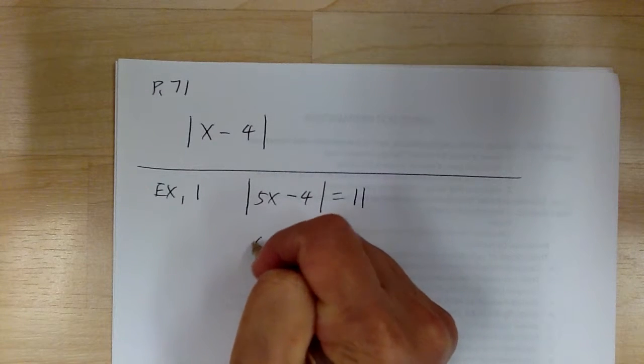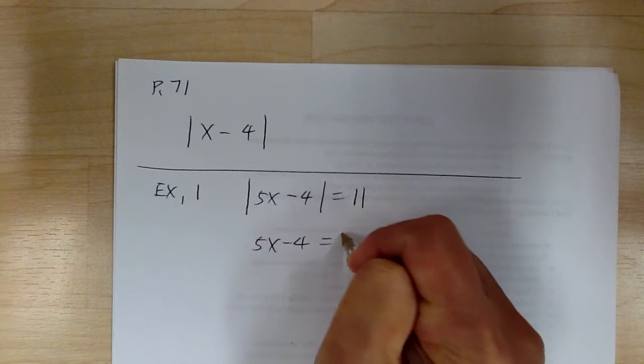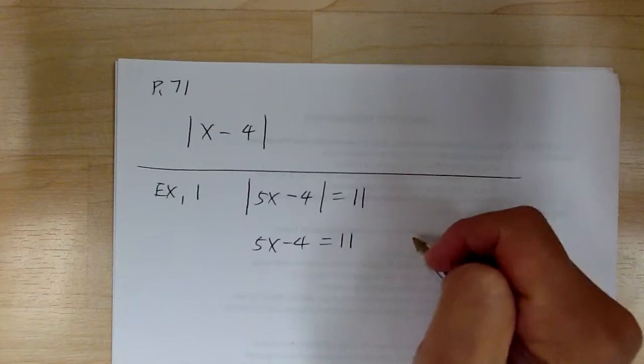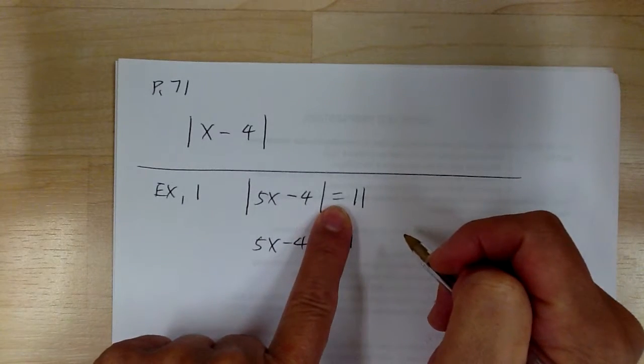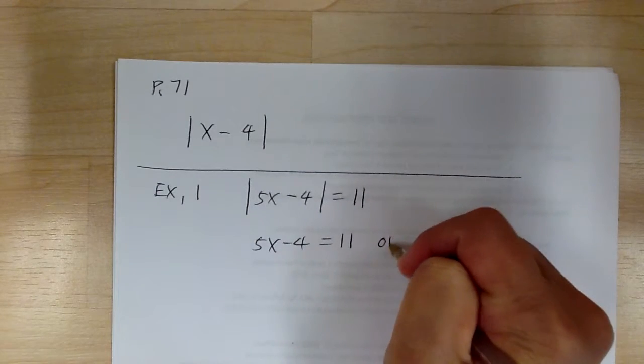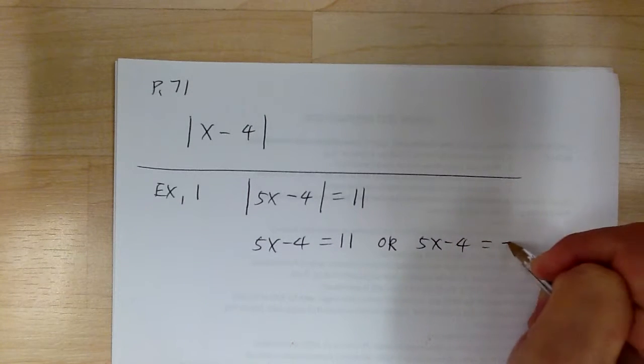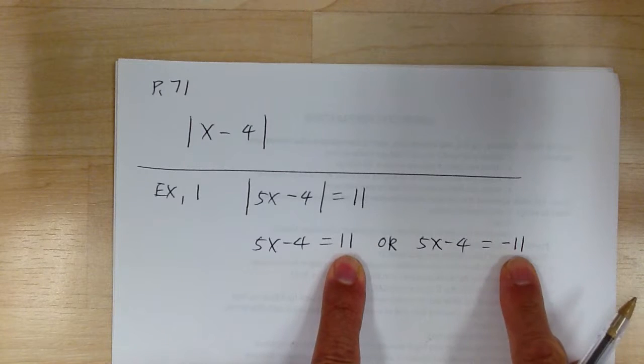So the positive equation is very simple. You just leave it alone. Okay. Now the negative equation, everything is opposite, and you have to know if it's and or it's or. In this case, it's or. Okay, so it'd be 5x minus 4 equal to negative 11. So one positive, one negative.